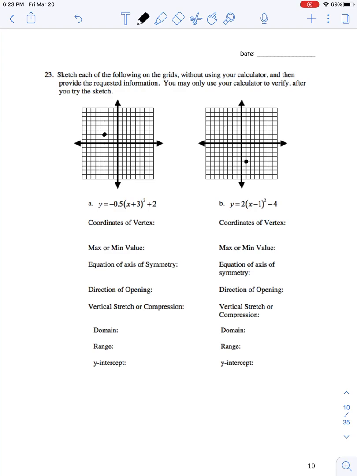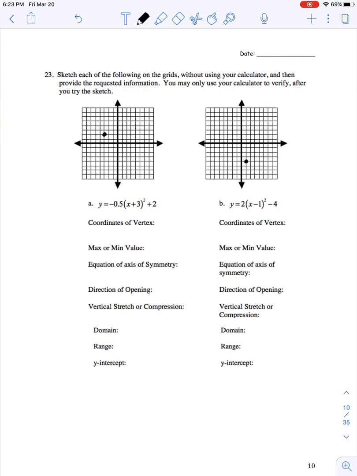Now we're going to check what your skills are right now. What I want you to do is figure out what these features are, and from there plot those points and give me a sketch of what this could look like. And then you can check with your graphing calculator.